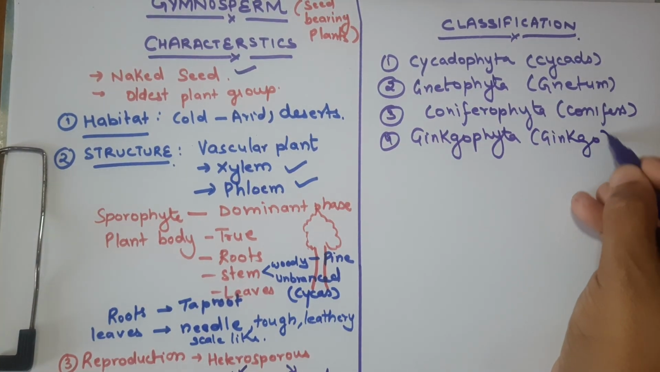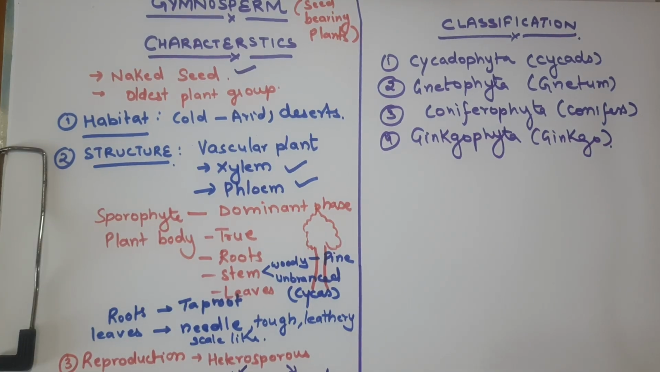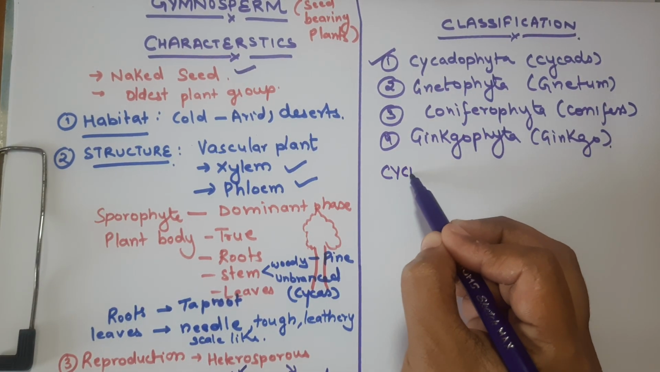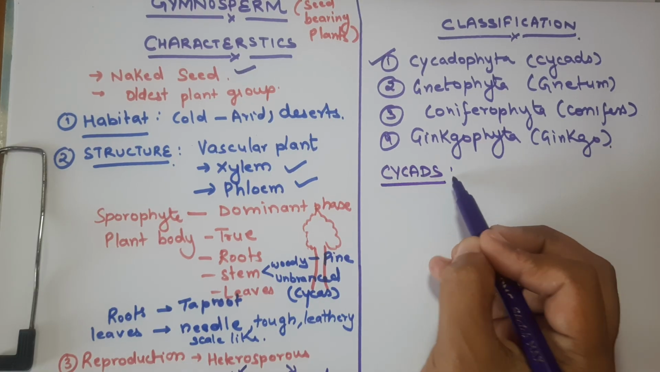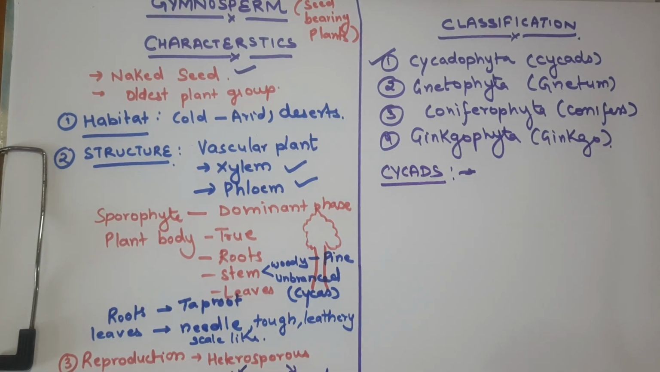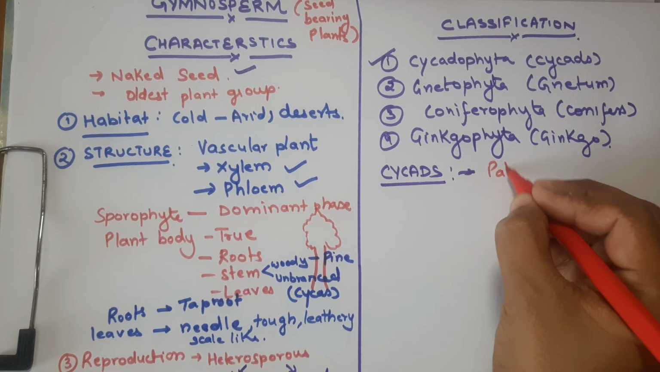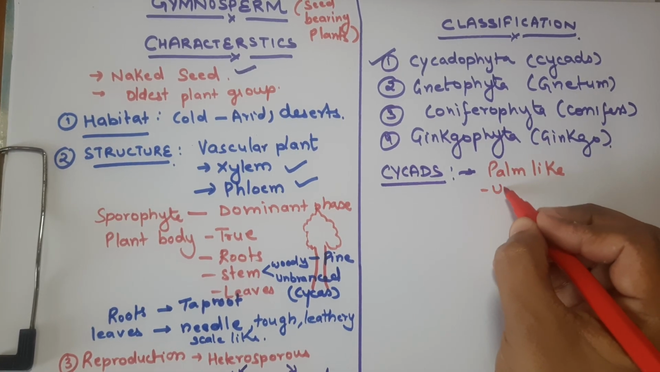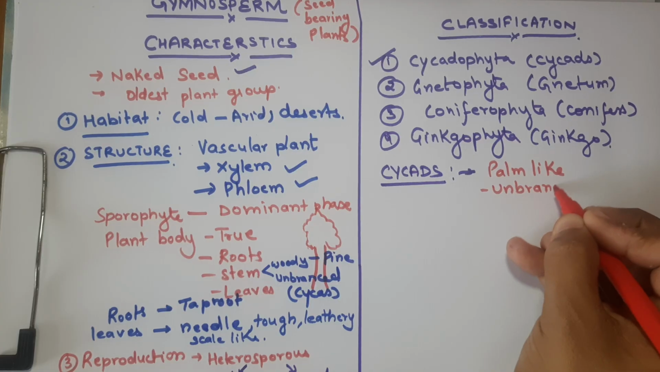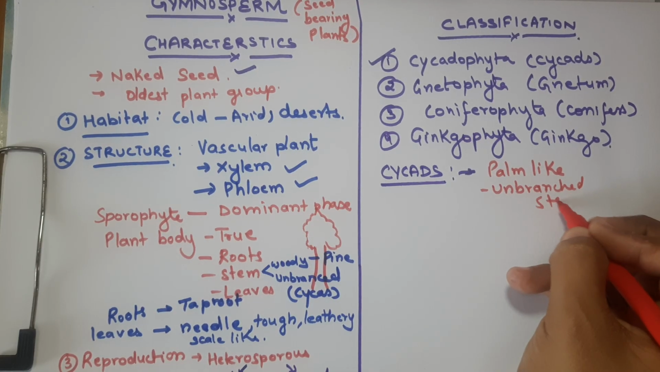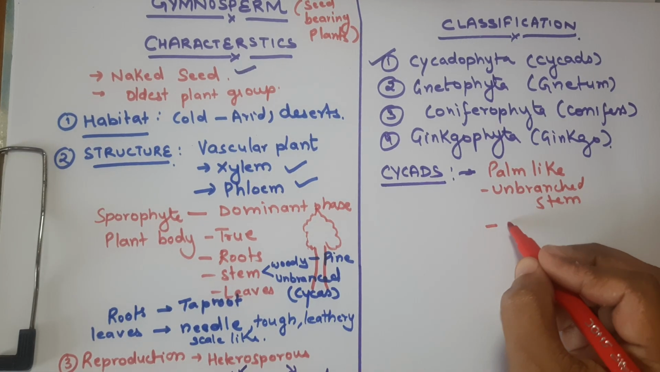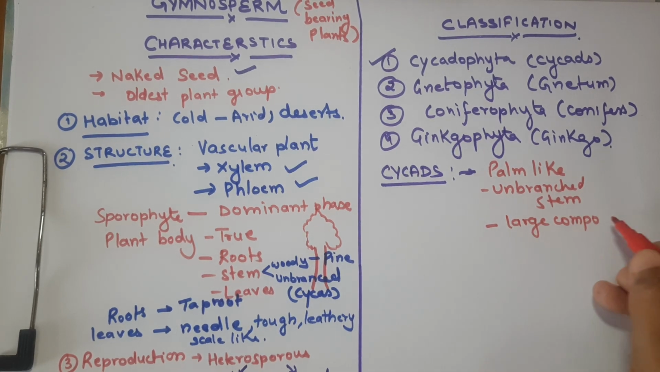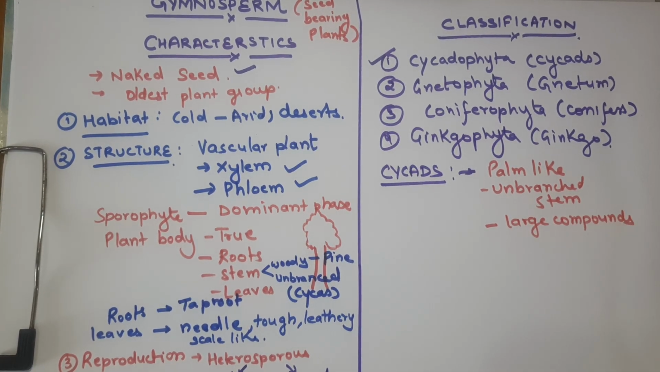Okay, so let's talk first of all about the Cycadophyta, or I can just write it here, Cycads. Let's talk about the Cycads. So they are ancient, and they are palm-like. And what else do they possess? They have an unbranched stem, and they have large compound leaves. So these are the features of the species that belong to the cycads.